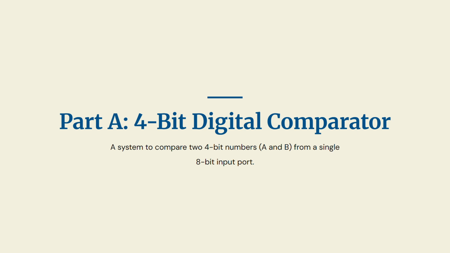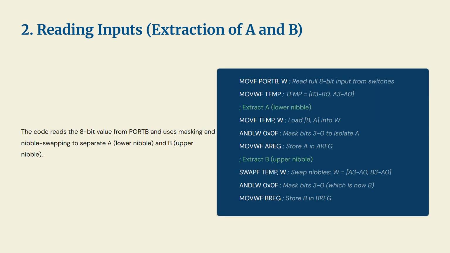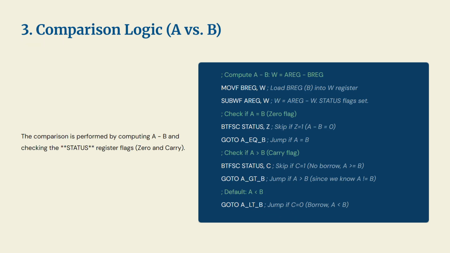To begin with, Part A focuses on creating a simple but effective 4-bit comparator. The microcontroller reads an 8-bit value from port B, where the lower nibble represents number A and the upper nibble represents number B. The code separates these two numbers by masking and swapping nibbles, which allows the PIC to handle both values independently. Therefore, the program can compare A and B directly using basic conditional checks.